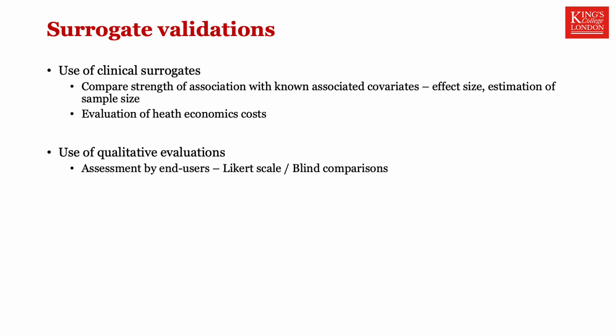However, if you think about it, maybe modifying the way you look at lesions longitudinally by removing a bit of the noise may significantly help in distinguishing between groups. So basically, surrogate validation and surrogate clinical validation are about comparing the strengths of association with non-associated covariates. That can be through effect size, estimation of sample size, and so on. You can also, as a surrogate, look into the evaluation of the cost and the impact on health economics if you were to use your method compared to another one.